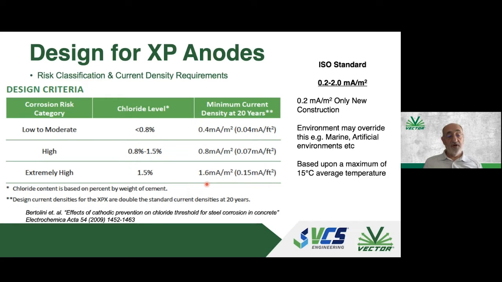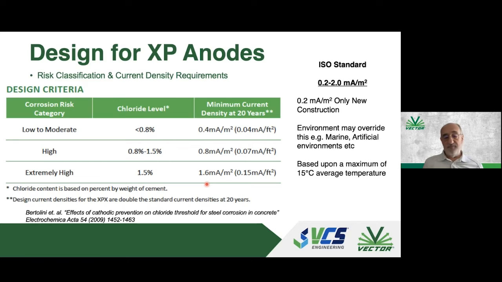But the very high level of corrosion risk, which we call extremely high, which will be higher than 1.5%, they actually, in their experiments, found that holding the current density at 1.6 milliamps, they were able to extend the life before corrosion to beyond 5 years. Their experiments were 5 years, so we don't know. Obviously, they finished the experiments. We don't know whether it would have lasted longer than that, but it did, up to 5 years.